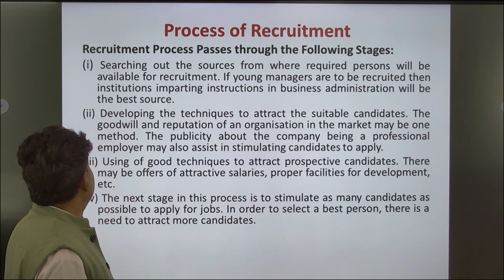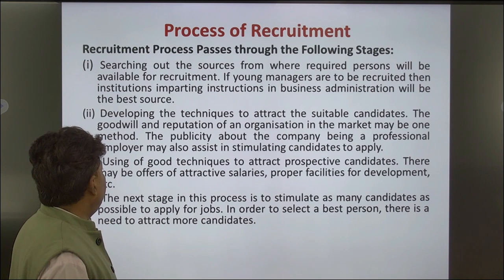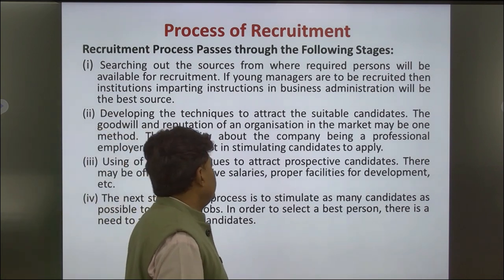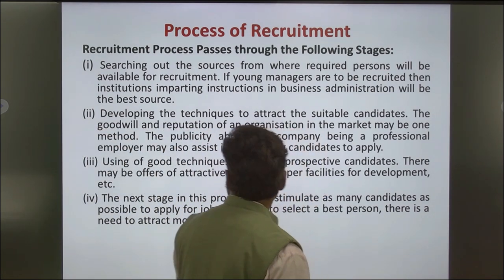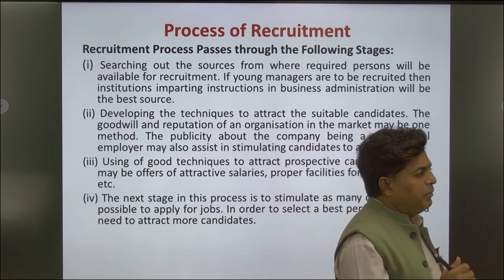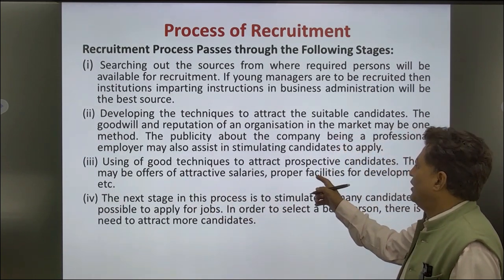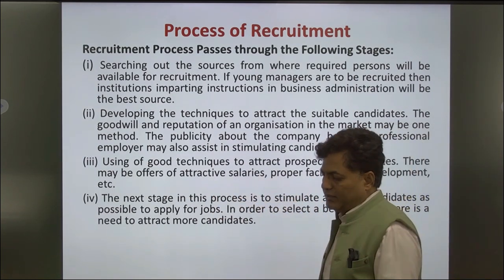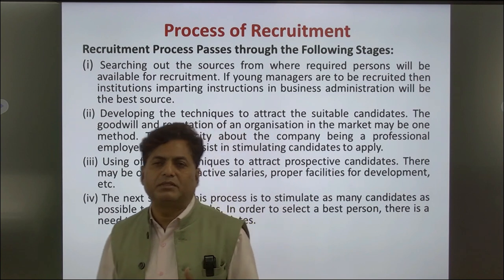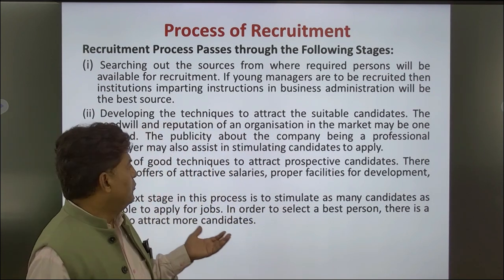Using good techniques to attract prospective employees, there may be offers of attractive salaries, proper facilities for development, etc. What will be the good techniques once you develop them? There will be attractive salary packages. If you are providing very attractive salary packages, then employees will be attracted to your organization.